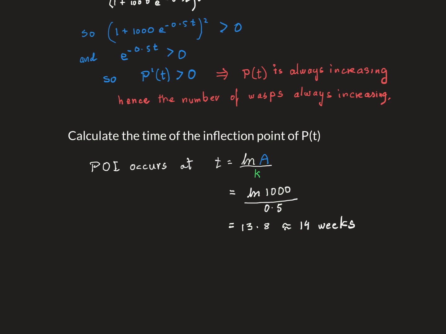And this is the fastest rate of increase. And it occurs at 14 weeks. So the point of inflection occurs using this formula. How I got to this formula, I have made a video previously on the point of inflection of a logistic function where I show how I got to this formula. You may want to view that video if you log into my channel.